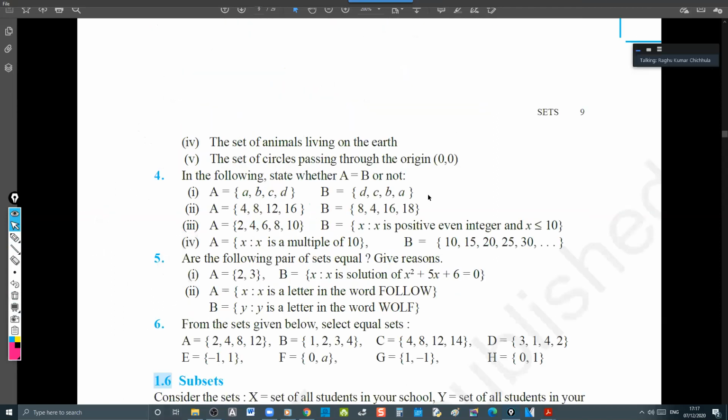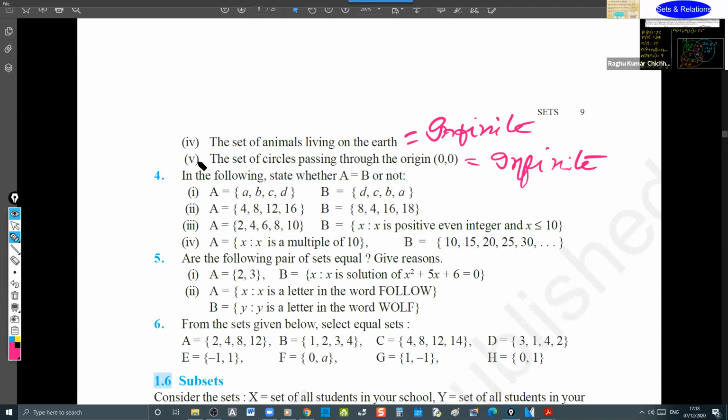Let us see the next one. Come on, finish up this fourth and fifth. Set of animals living on Earth, infinite, sir. The set of circles passing through the origin 0, 0 is not infinite, sir. It's finite. Set of circles passing through origin. So we can only draw one circle passing through. Infinite only. No, infinite.